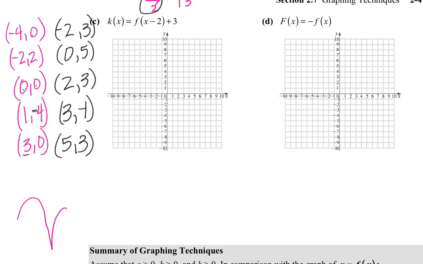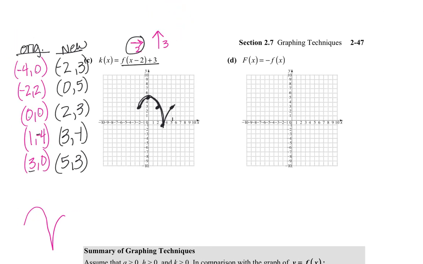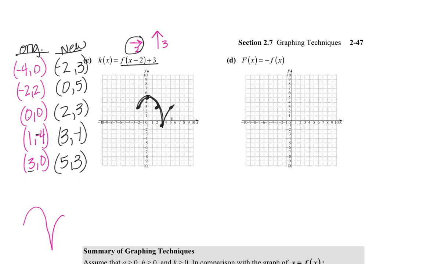So if you start with your original points, you can get your new points just by knowing what's happening with your translations. So negative 2, 3, 0, 5, 2, 3, so there's that first hump, 3, negative 1, and 5, 3. So it goes, and there's the same picture. So we still have our original points over here, so I'm going to use these original points and try not to zoom out too much.